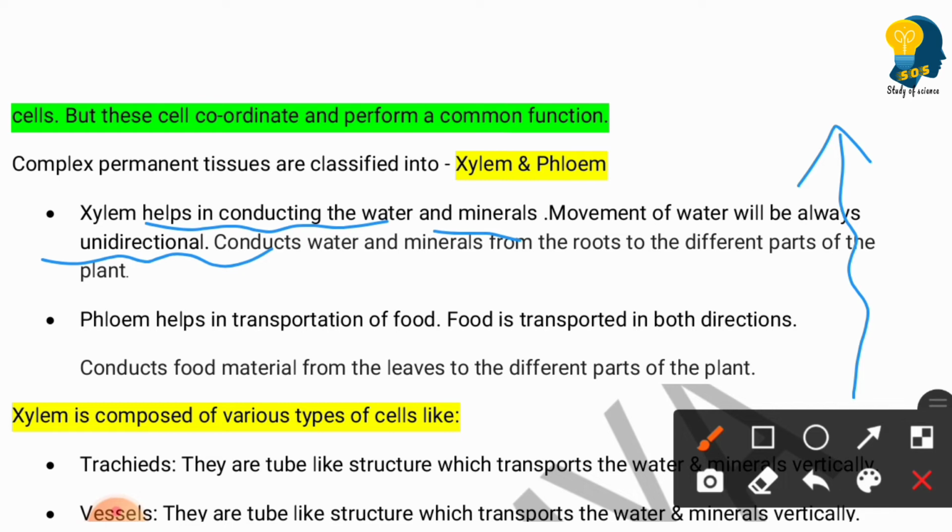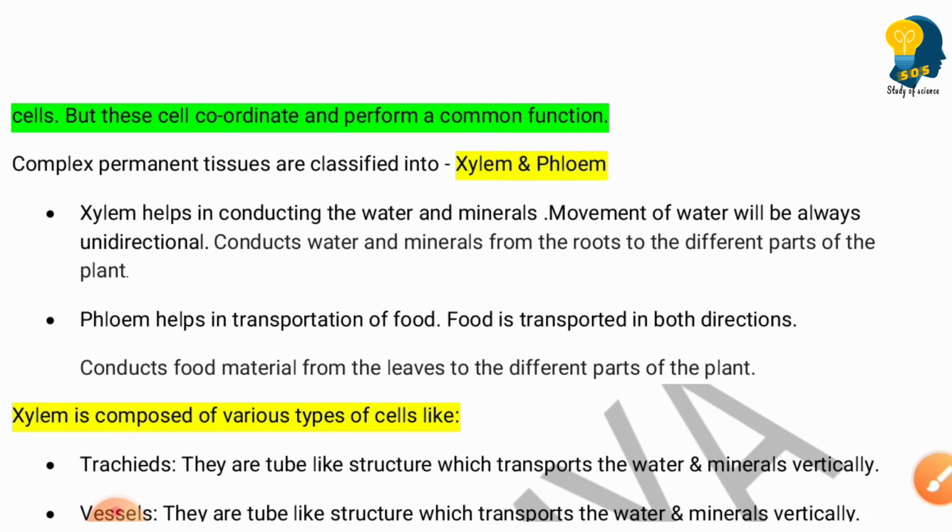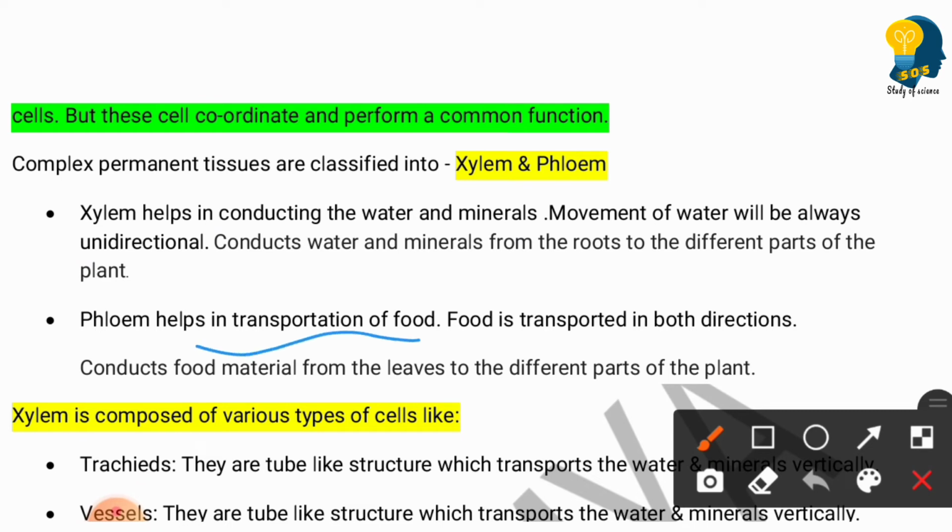Then what about the phloem? Phloem helps in conduction of food. It transports the food to the various parts of the plant. So it is bidirectional. The leaves prepare the food, right? From the leaves it will be transported to the different parts of the plant. So it is bidirectional. The food is transported in both directions. We call it bidirectional.